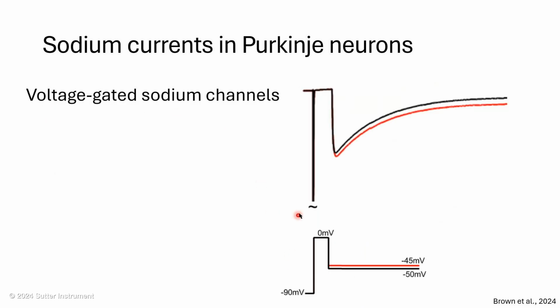Here I have a modeled sodium current based off of a Purkinje neuron current, and I just wanted to go through all of the different current components that we can see here. If we step our cell from a resting potential, such as -90, and we depolarize the membrane, the voltage-gated sodium channels will activate and open and allow for sodium conductance. They will very quickly inactivate. This is what we call the transient sodium current, or INAT. This is called fast inactivation or conventional inactivation, and that's what contributes to this transient sodium current.